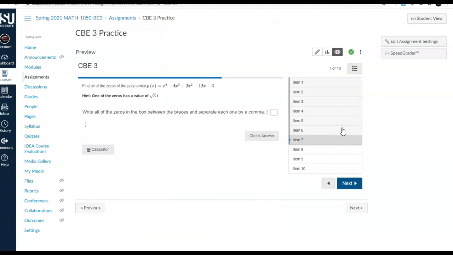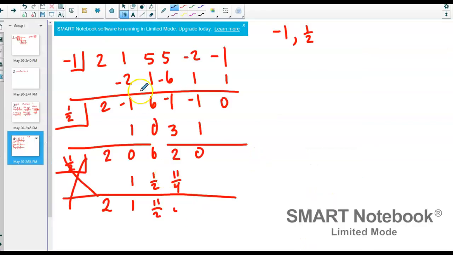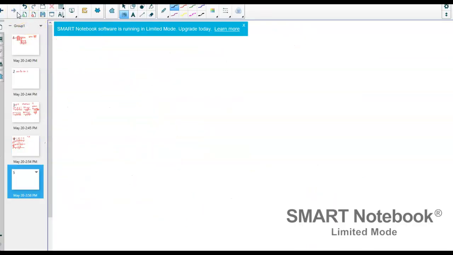Okay, this next one we're going to do synthetic on. I've got x to the 4th minus 4x to the 3rd plus 2x squared minus 12x minus 3, and I know I've got square root of 3i. So they should have four of them on this. Again, we're going to do our synthetic on this, but in my box is just my imaginary. I'm going to put the i out front because it just helps me with things. 1, I would suggest putting a little more space when you're dealing with imaginaries. 2, negative 12, and negative 3.